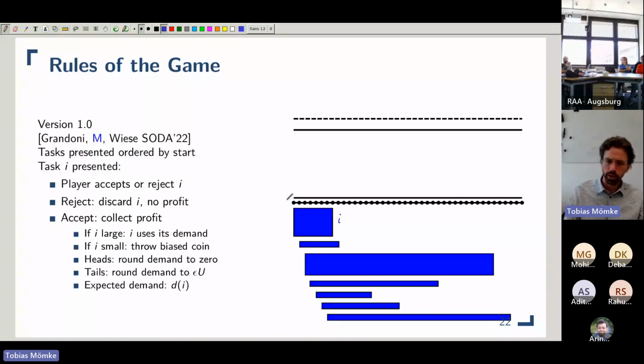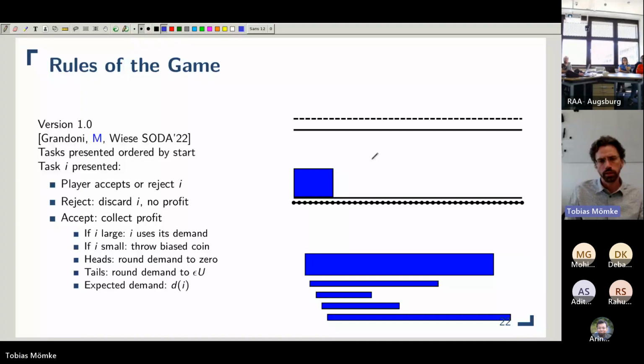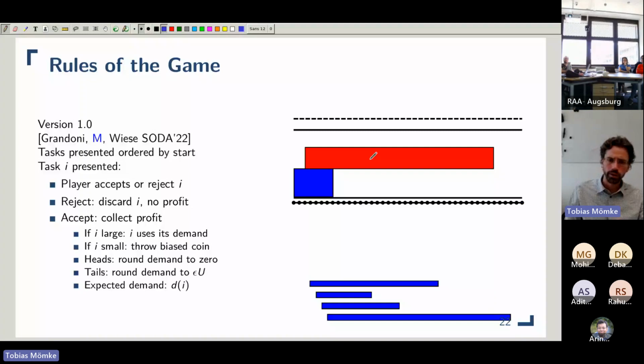So how does that pan out for this example? The first task is a large task. It's presented, so this color means it's presented. And maybe we take it, then it's in the solution. The next task is presented. Maybe we decide not to take it. Then it's out of the game. And we have a large task. We maybe also do not take that one. It's also out of the game. So until now, we have only collected the profit of this task, nothing else.